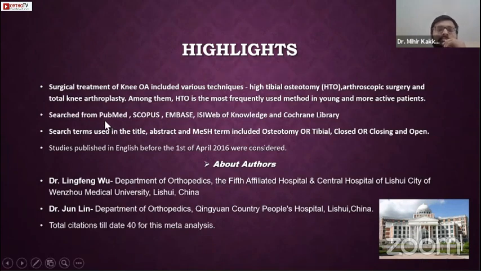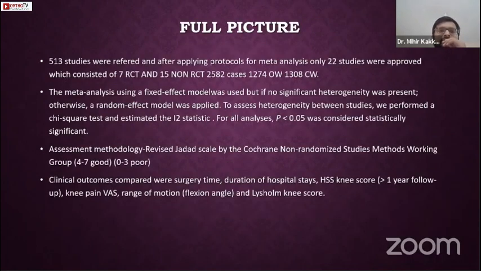The article also consisted of all the articles from PubMed, Scopus, Embase, ISI Web of Knowledge and Cochrane Library. The terms included in the search were osteotomy, tibial, closed or closing wedge, and open. All the studies published before 2016 in English were considered in this meta-analysis. There were 530 studies referred after applying protocols for the meta-analysis. Only 22 were considered, out of which 7 were randomized control trials and 15 were non-randomized control trials.